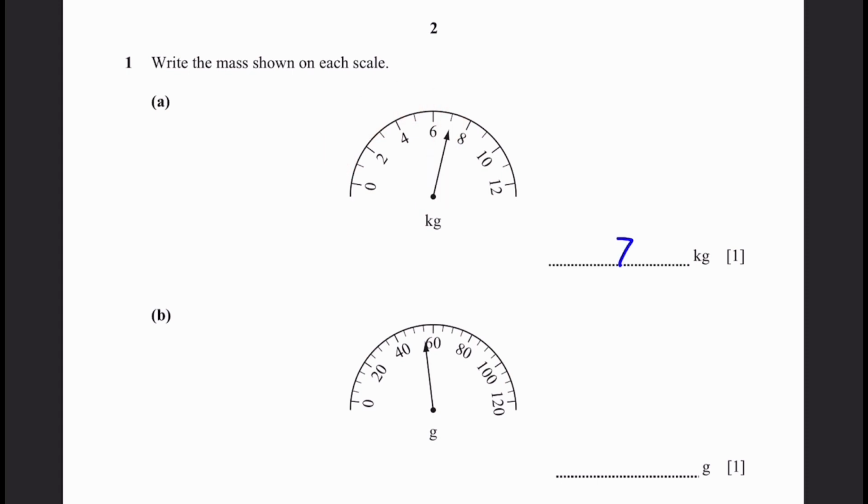Next, we need to check for grams: 0, 20, 40, 60, 80, 100, 120. So we have 3 divisions in between all the major ones, and therefore we have 4 gaps. And if 4 gaps is 20 grams, that means 1 gap will be 5 grams. Now we see 40, 45, 50, 55. So 55 grams is the third gap after 40. That's the answer. Question 2.